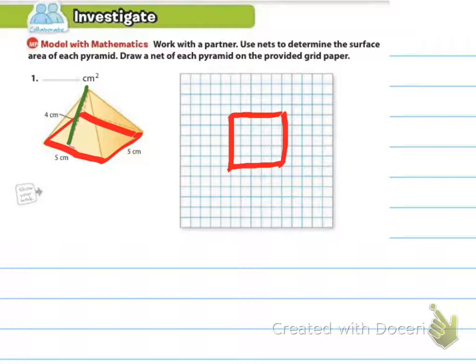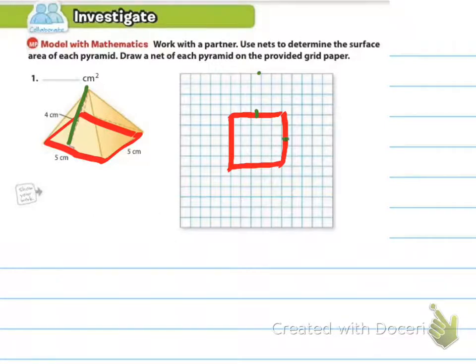Now, to figure out where the tip is going to go on my triangle, I have to find the middle of my side. And if there's 5, then the middle is 2.5. So here's where 2.5 would be, and I'm going to go up 4 blocks. 1, 2, 3, 4, and so my dot's going to be right there. And I'll do the same thing with the other ones.